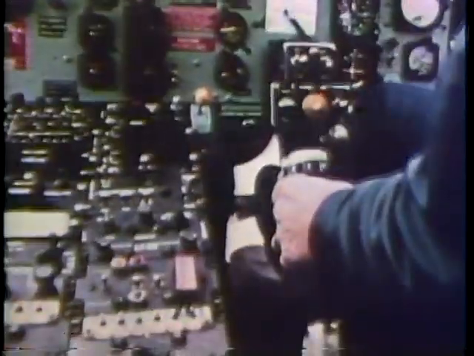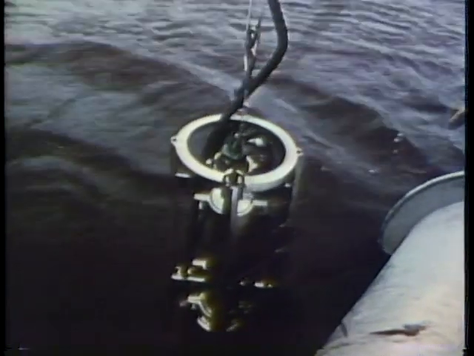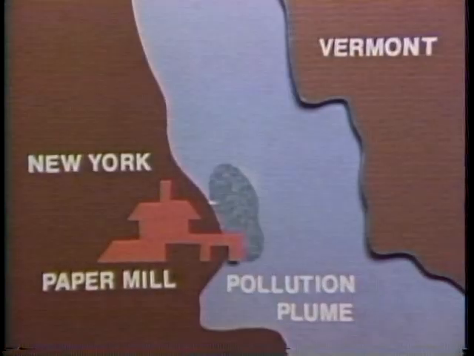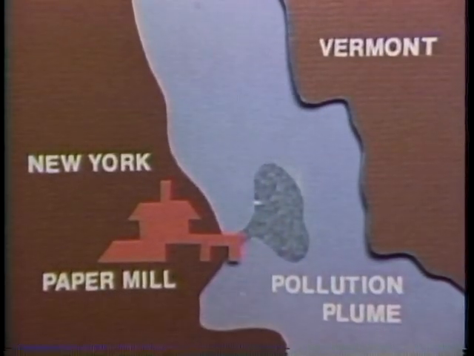Vermont officials tested the water. They claimed that these chemicals were traveling to the Vermont side of the lake and that damage was likely to occur. New York denied that the paper mill waste products were reaching Vermont waters. Sources of pollution are difficult to trace. Was the pollution plume traveling, or wasn't it?